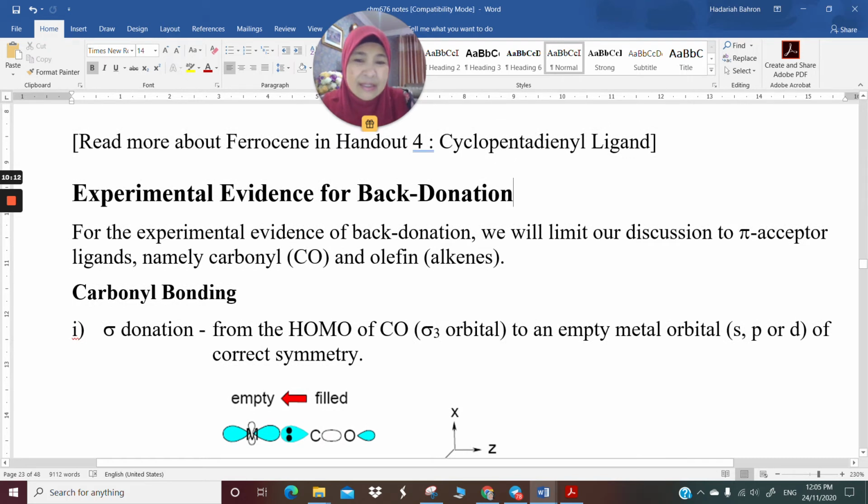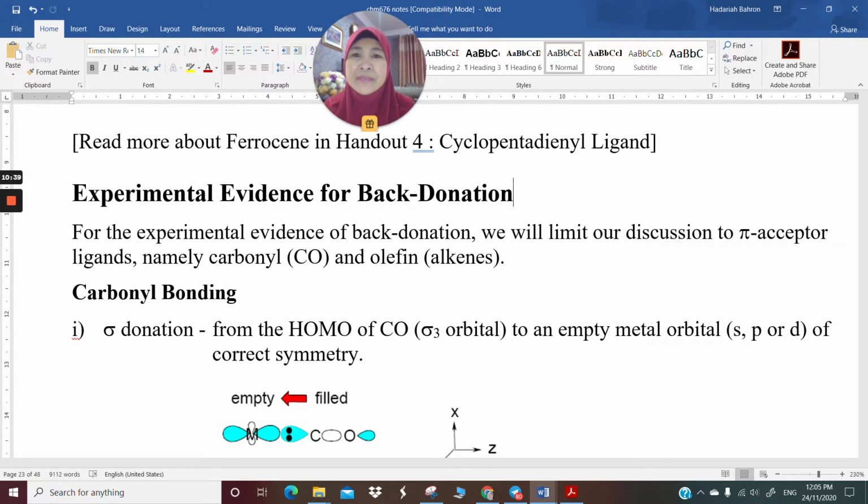Next topic is about experimental evidence for back donation. This is a different topic altogether. This is just to see what actually prompted scientists to come up with the idea of pi back donation.